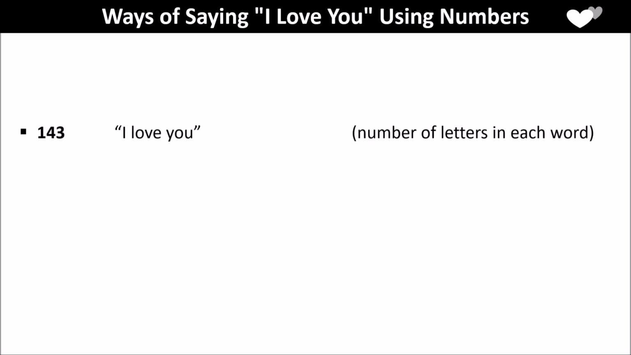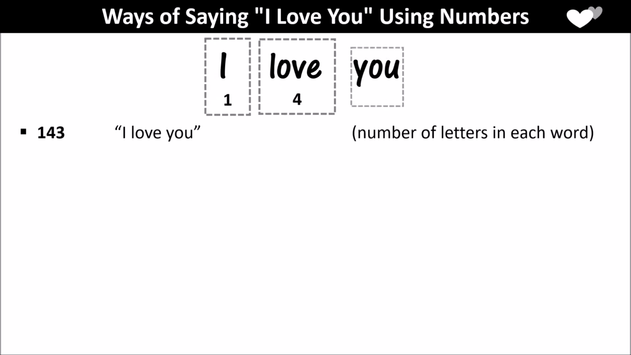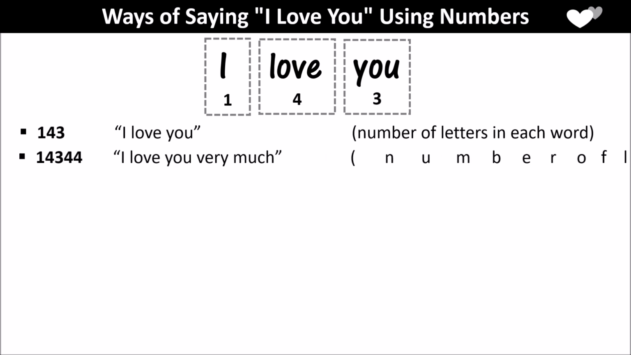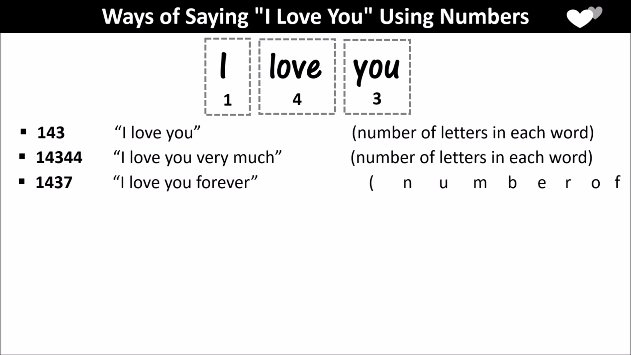So here are some common ways of saying I love you using numbers. 143. This has been used for over a century. This was around long before texting. 143 is just the number of letters in each word. So for example, I has got 1 letter, love has got 4 letters, and you has got 3 letters. And there are variations on this, like I love you very much, I love you forever.